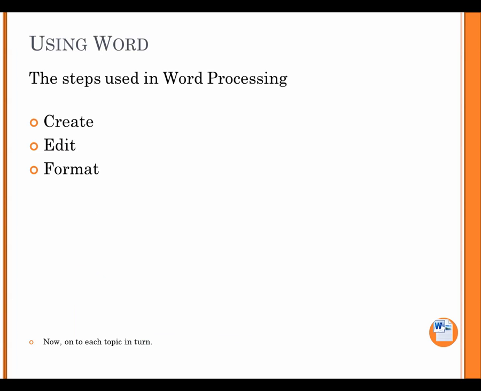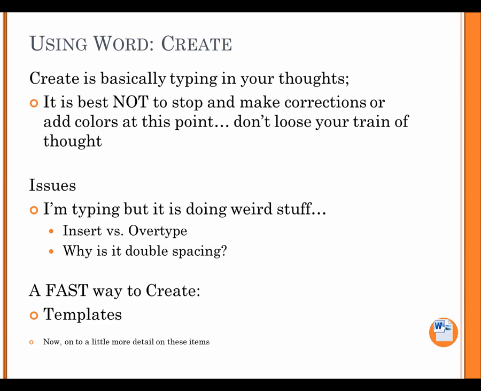Using Word. The steps used in word processing: create, edit, format. Now, on to each topic in turn. Using Word, create. Create is basically typing in your thoughts. It is best not to stop and make corrections or add colors at this point. Don't lose your train of thought.